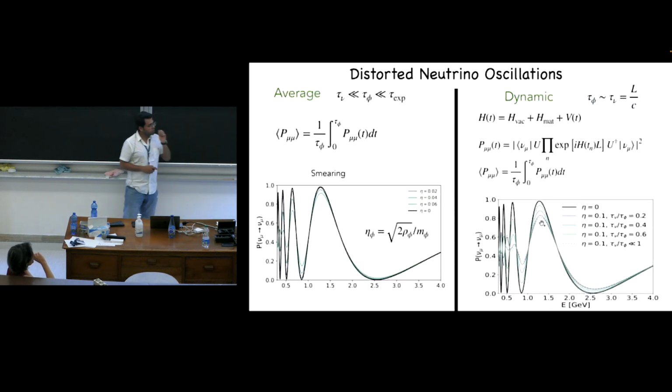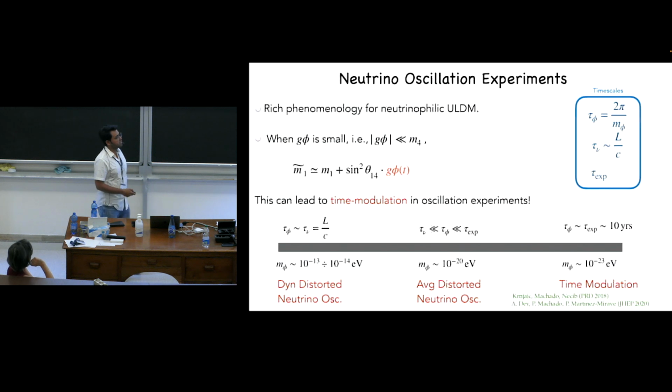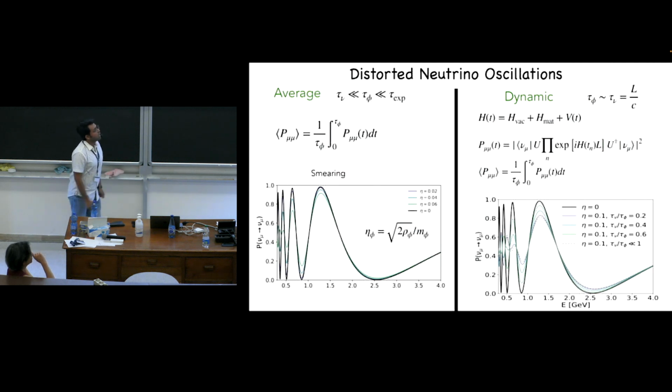So I'm going to quickly show you some, again, just to highlight, these were checked in these papers already, and I'm going to basically present some results that were used in these papers. So some very simple idea of what can happen. If you are in this average regime where this hierarchy holds, as I said, you would have a lot of oscillations, and the net effect would be a smearing out of the probability.